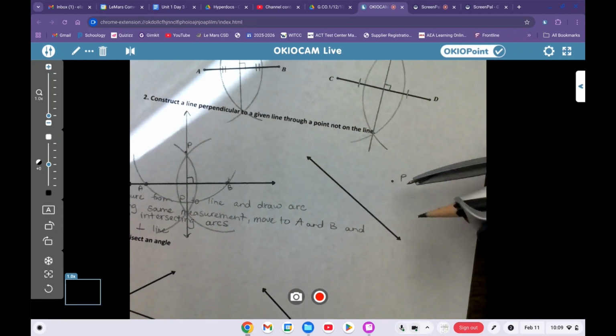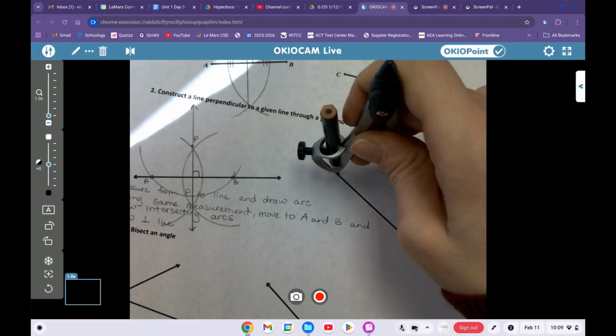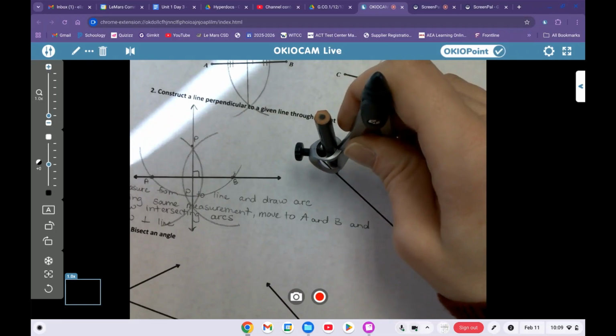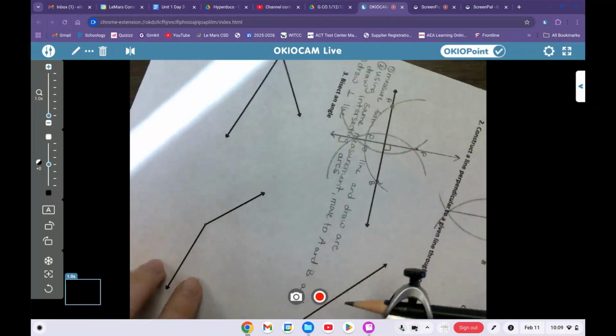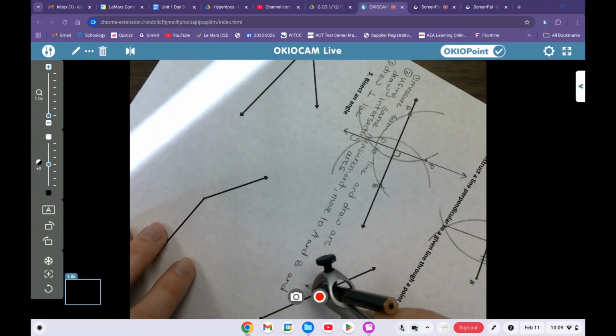Okay, I'm going to start going through mine here. So I'm just going to measure from P. I'm going to come right here to this point. Okay, and then I'm going to draw an arc. So again, I'm going to flip my paper upside down to do this.